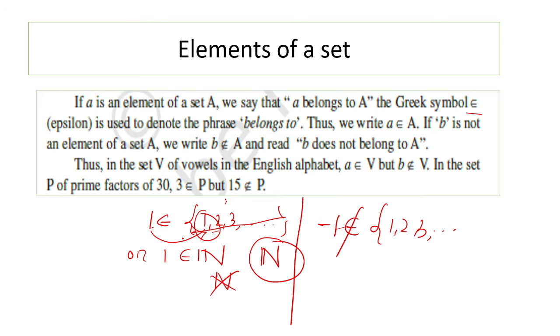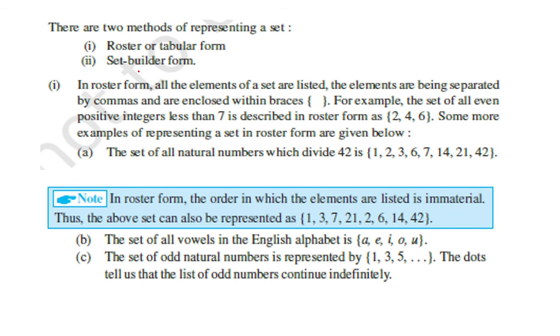There are two methods of representing a set: roster or tabular form, and set builder form. Tabular form means you have to write all the elements using commas. For example, the set of all natural numbers which divide 42: 1, 2, 3, 6, 7, 14, 21, 42. 2 divides 42, 3 divides 42, 6 divides 42, 7 divides 42, 14 divides 42, 21 divides 42, 42 divides 42. You are asked to write it in set form, so you have written it in tabular form using commas. If you write all elements using commas, this is called tabular form.